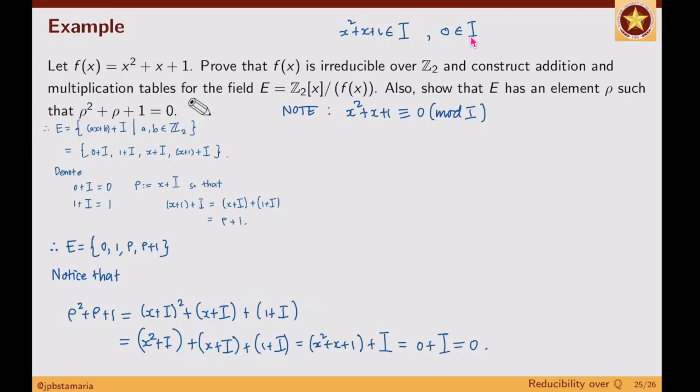So what do we have? We were able to get an element in this field, namely rho, which when substituted into f becomes 0. Therefore, we can say that rho is a root in E. Now, this explains f of x. That f of x has no root in Z sub 2, but it has a root in E. You see that?